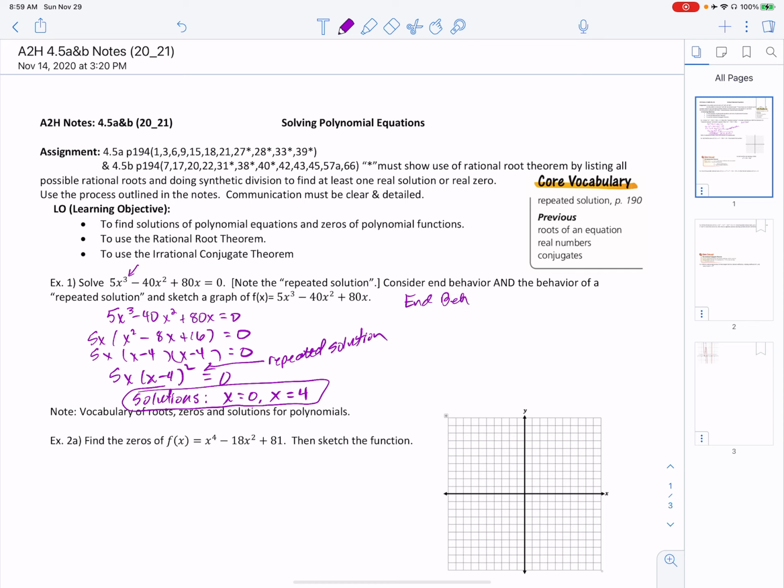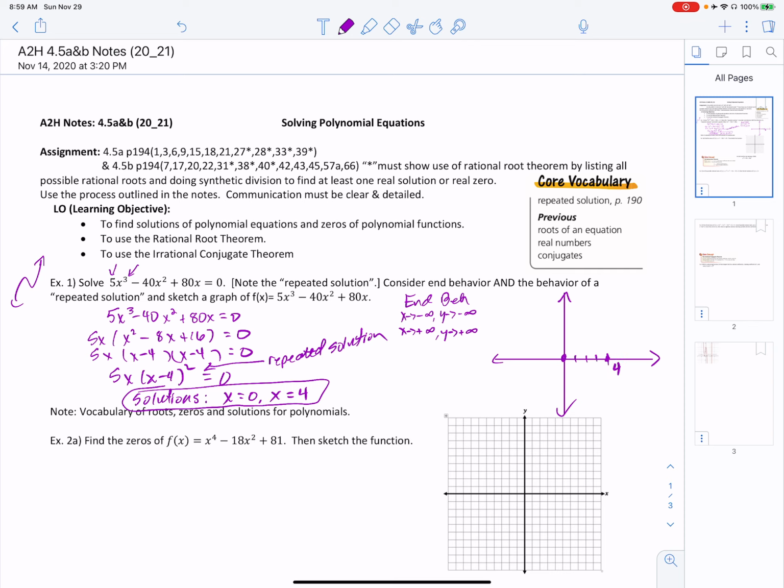And since this is of odd degree but a positive leading coefficient, overall, I expect the graph to look something like this. So that as x goes to negative infinity, y is going to negative infinity. And as x goes to positive infinity, y goes to positive infinity. And so we're going to sketch a graph of this using this information. We have a 0 at 0, and we have 1 at 4.